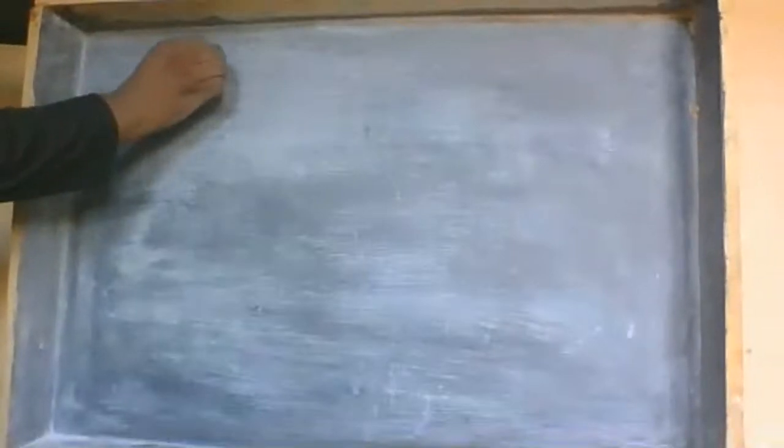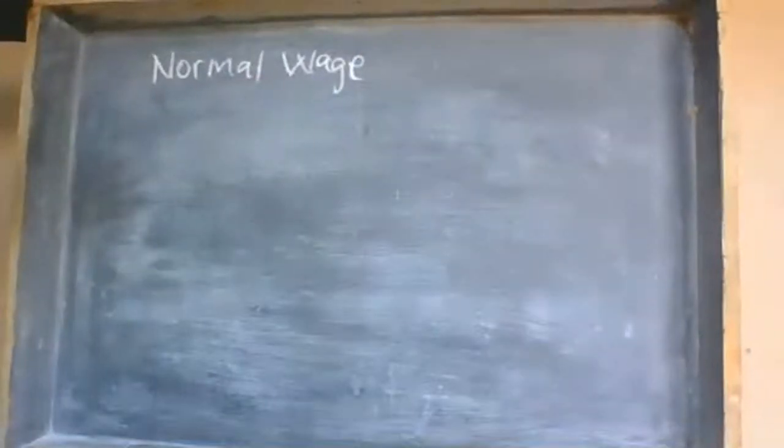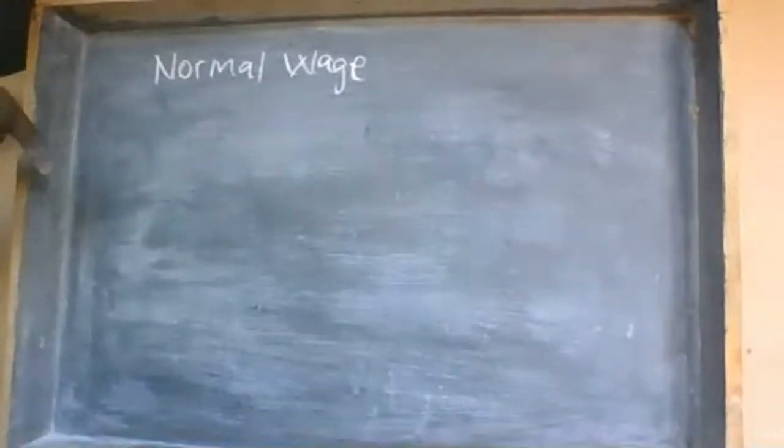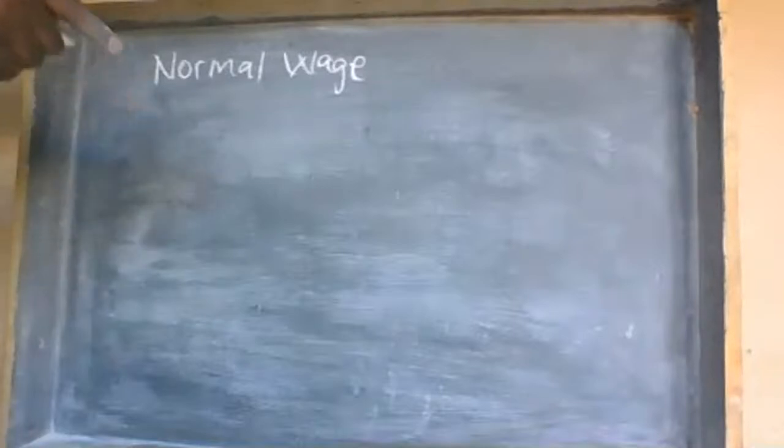Okay, so the solution here will be very simple. The question was saying calculate his wage for that week. So we are going to say normal wage. So the normal wage is that this person works for 40 hours per week.